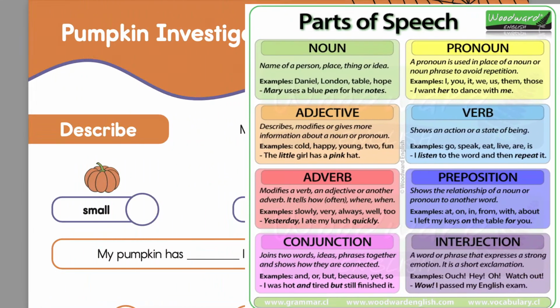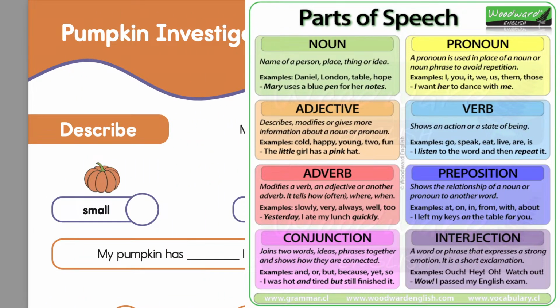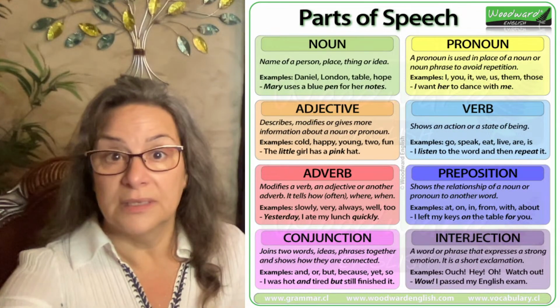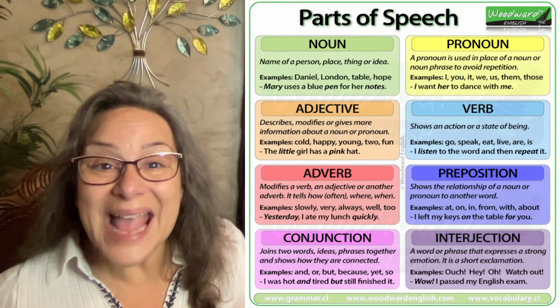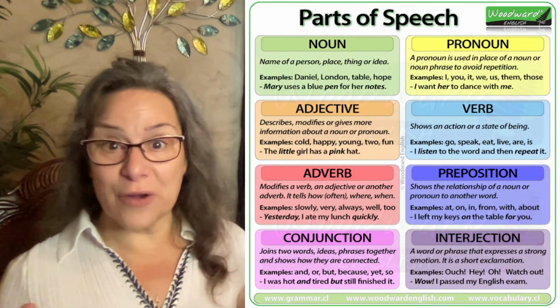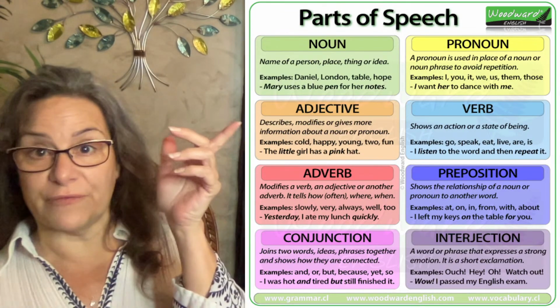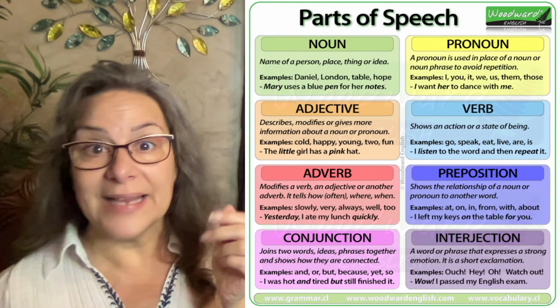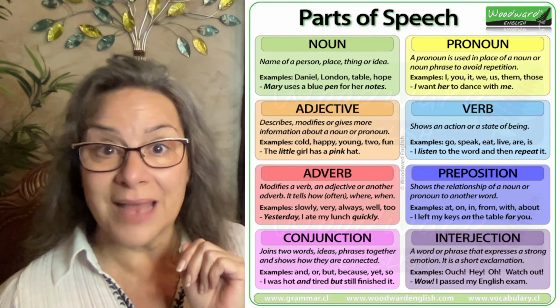So, if the pumpkin is a noun and we're describing a noun, what part of speech are we using to describe the noun? What was that? You're kind of saying it quiet. You got to say it a little bit louder. Yes, exactly. An adjective. Very good. An adjective right there. An adjective modifies or describes nouns.